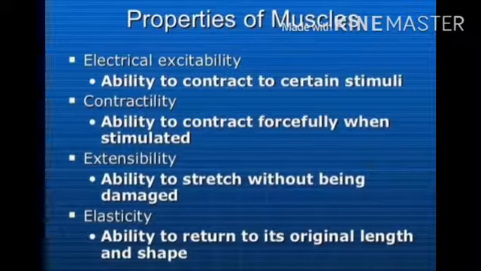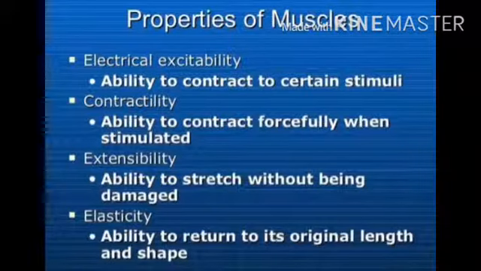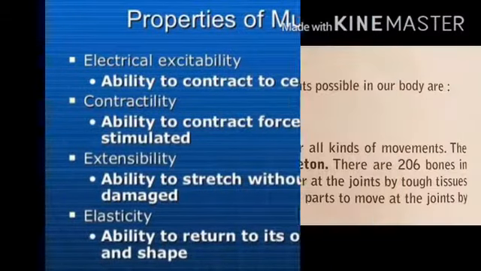Properties of muscles. Electrical excitability, ability to contract to certain stimuli. Contractility, ability to contract forcefully when stimulated. Extensibility, ability to stretch without being damaged. Elasticity, ability to return to its original length and shape. These are all the properties of muscle, through which you can understand the ability of muscles.